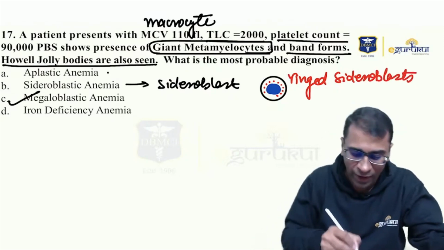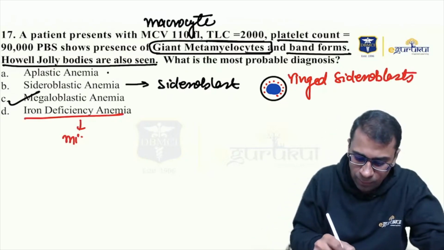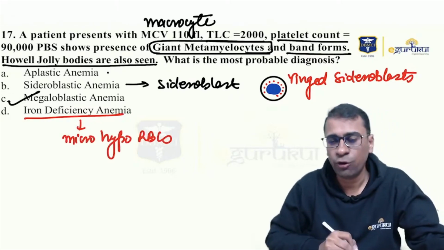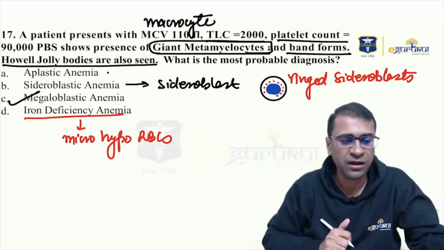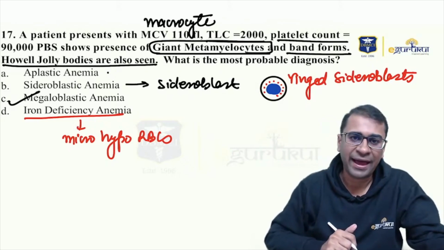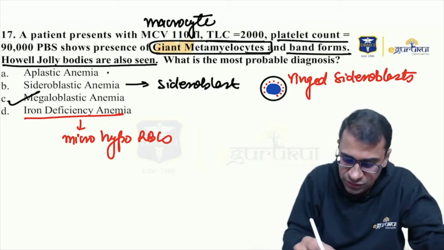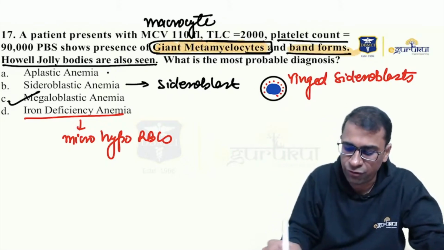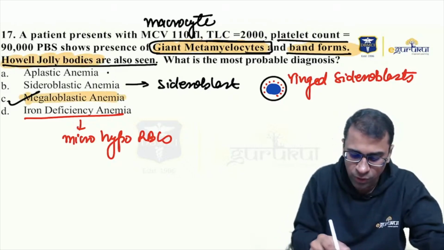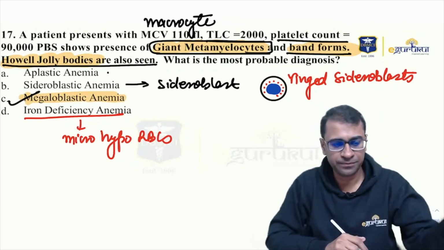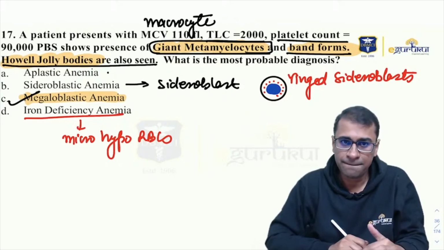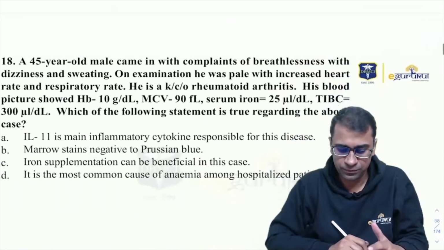Why not IDA? In this you see microcytic hypochromic RBCs, and you also don't get giant metamyelocytes. The right answer becomes a case of megaloblastic anemia because of its typical history, giant metamyelocytes and band forms. Howell-Jolly body is also seen in megaloblastic anemia only. Okay. Next question.